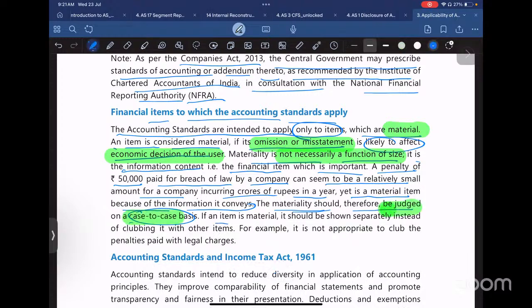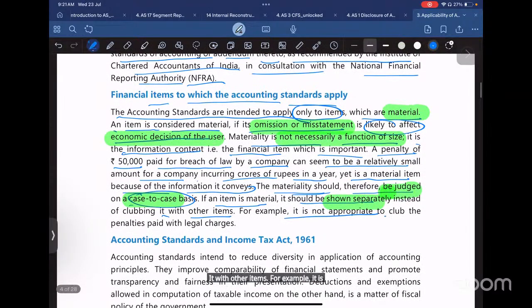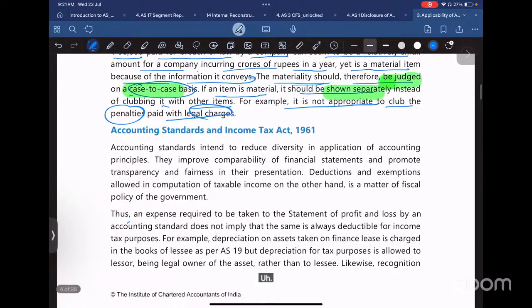If an item is material, it should be shown separately instead of clubbing it with other items. For example, it is not appropriate to club the penalties paid with legal charges.